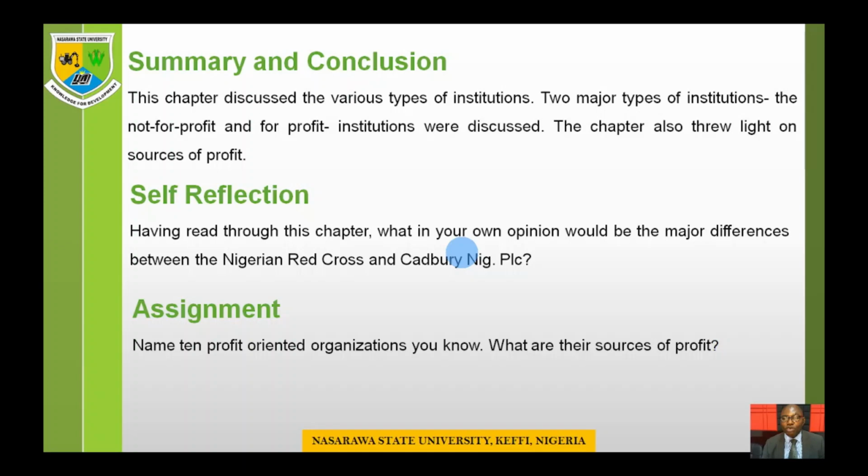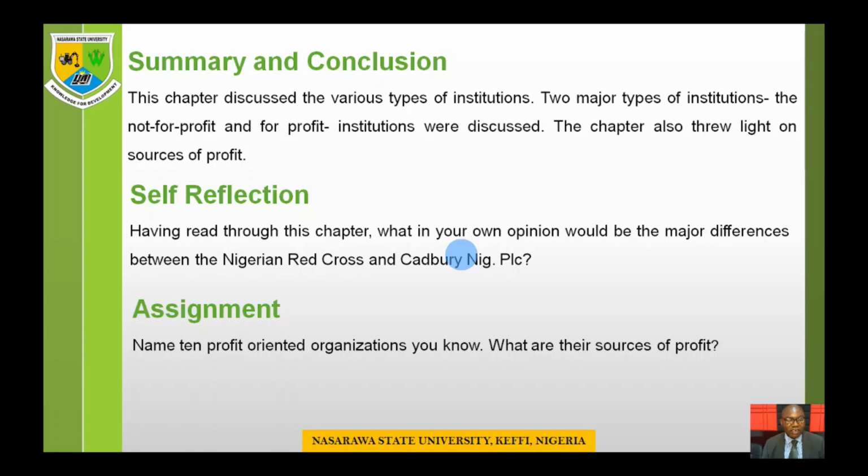The chapter also threw light on sources of profit. By way of reflection, having read through this chapter or listened to this chapter, what in your own opinion would be the major differences between the Nigerian Red Cross and Cabri Nigeria PLC? You need to know the difference between the 2 organizations.